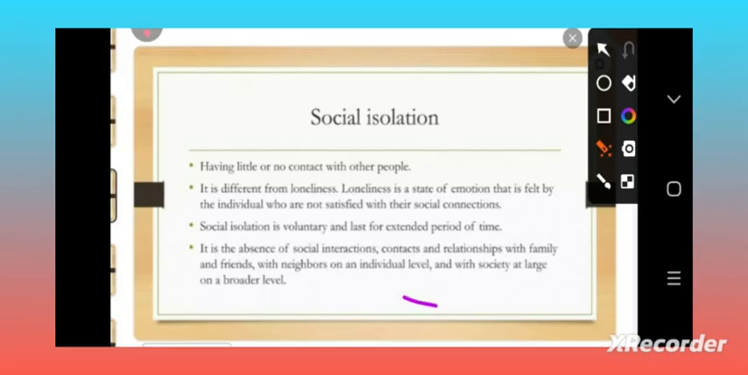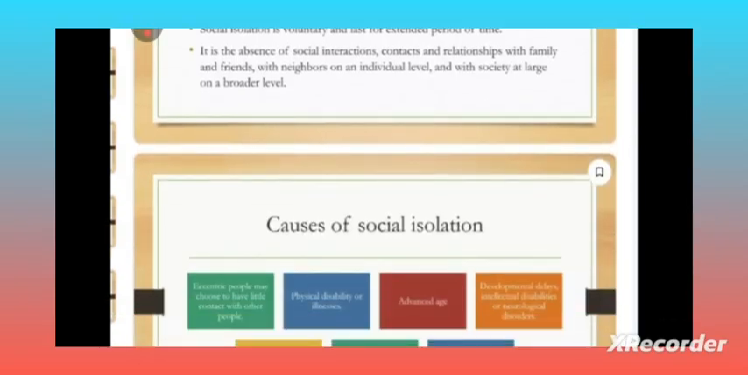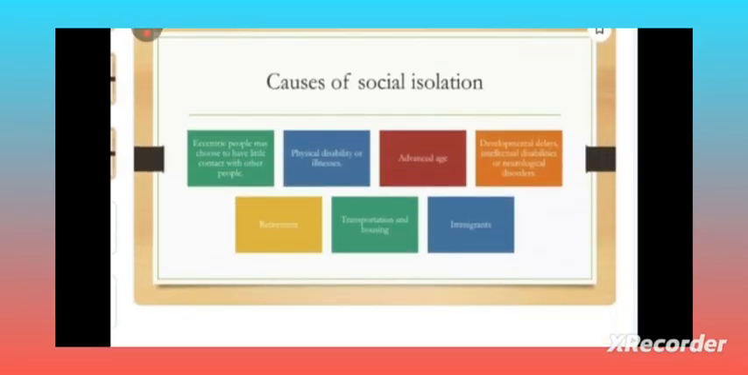So, social isolation is an objective state of having few or no social contacts, while loneliness is the subjective, distressing feeling of being alone or disconnected. Causes of social isolation.